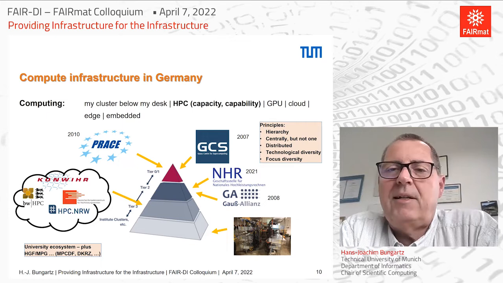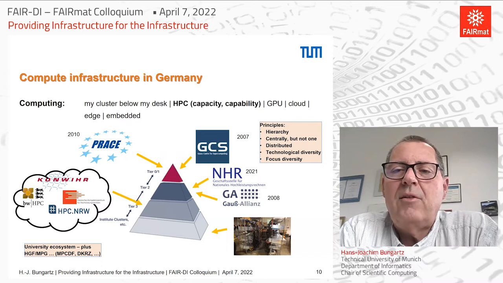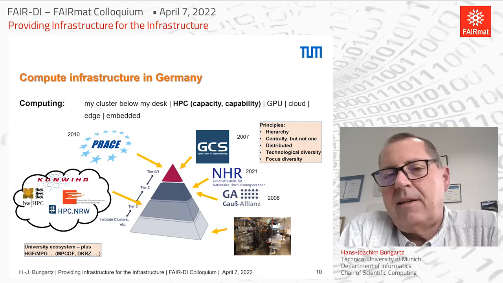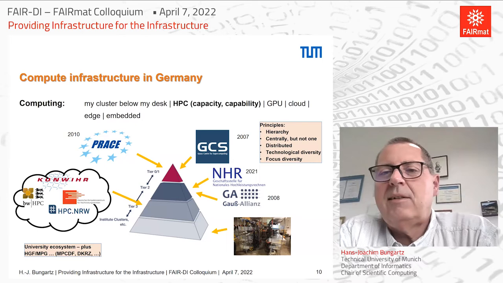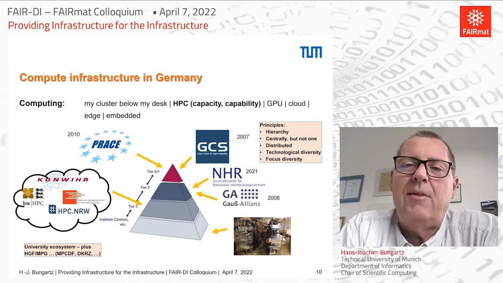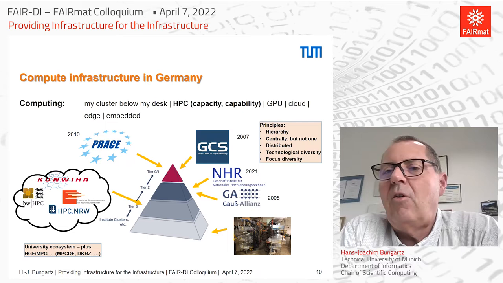And this distribution allows, of course, some diversity. For example, there is a principle in the Gauss Centre that computers should be procured not all at the same time, but let's say in two years here, then in the next two years there, and in the next two years in the next location, just to make sure that each technology generation is always present at one machine in Germany.